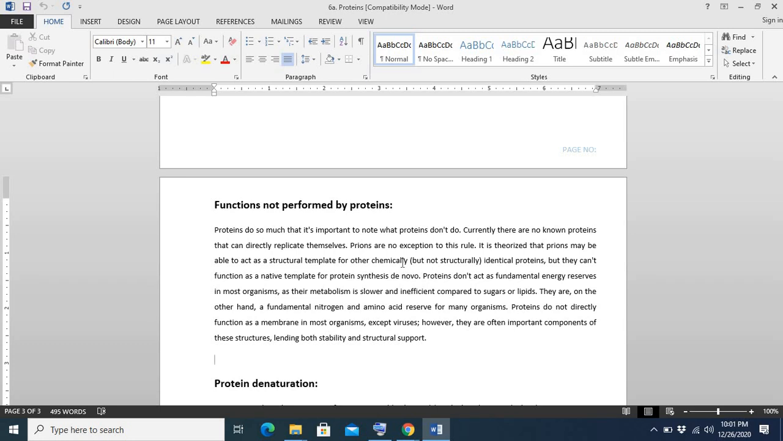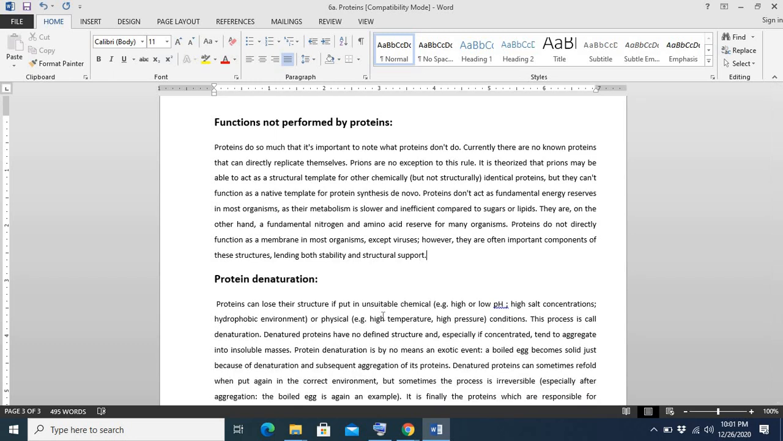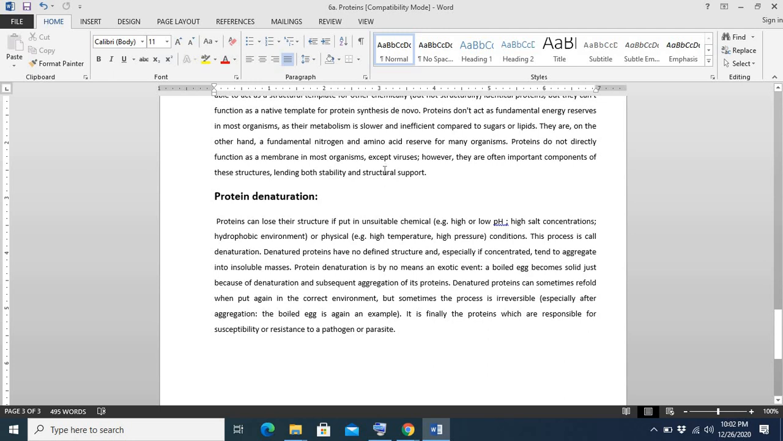Glucose, carbohydrate, stores energy and releases it whenever our body needs energy. However, protein is the type of macromolecule that cannot perform the function of an energy reservoir, meaning protein cannot store energy. So protein cannot perform the function of energy storage. However, they can store other nutrients in our body, but they cannot store energy. So this is one important function that protein cannot perform.